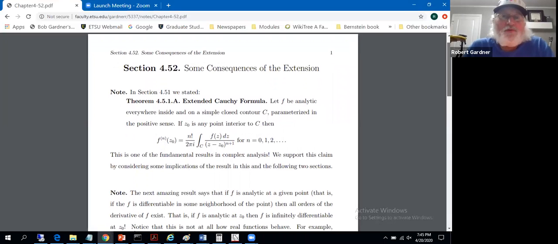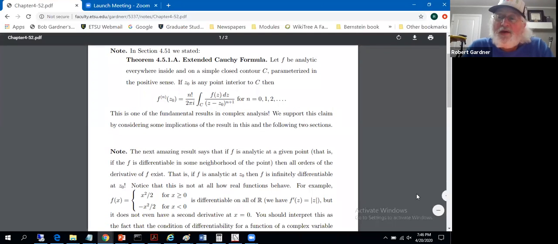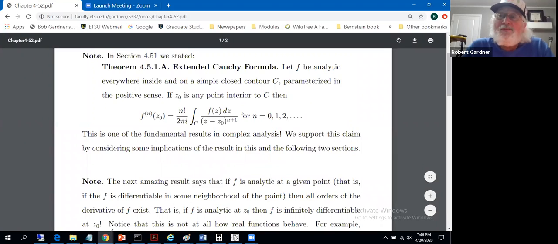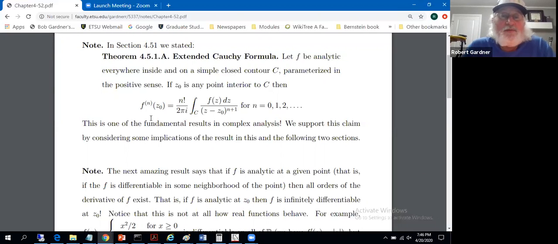All right, so now we'll look at some consequences of Cauchy's integral formula and Cauchy's general integral formula. In section 4.52, recall the extended Cauchy's formula, the general Cauchy's formula, stated that if f is analytic everywhere inside and on a simple closed contour C parameterized in the positive sense, and if z sub 0 is any point interior to C, then we can express an integral of a certain type in terms of the nth derivative of f evaluated at that point z sub 0.